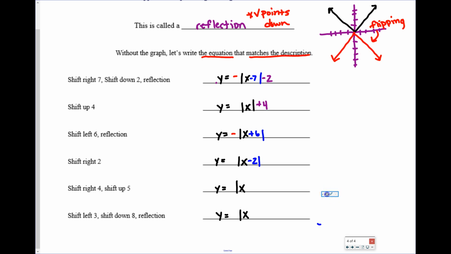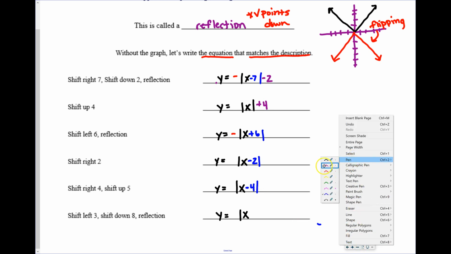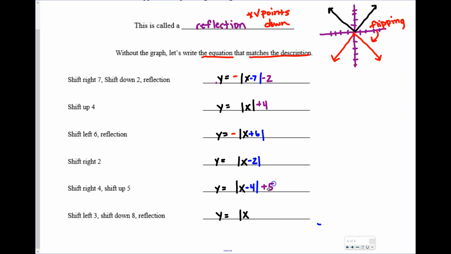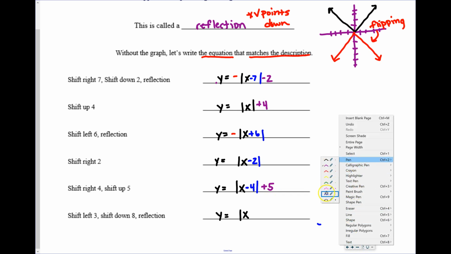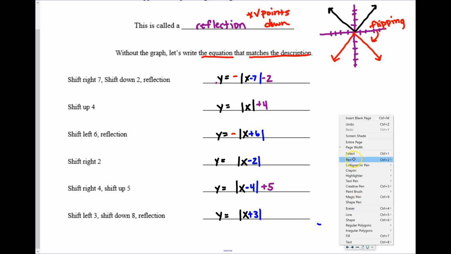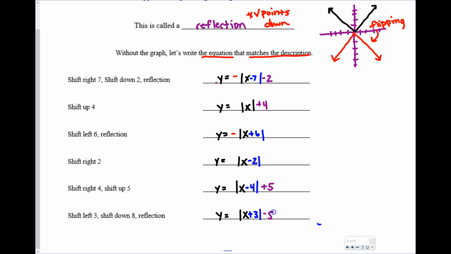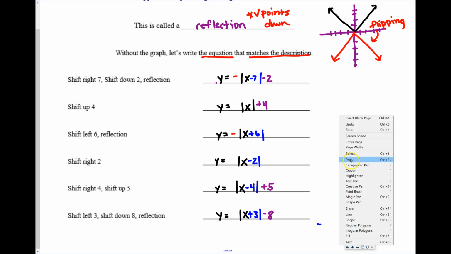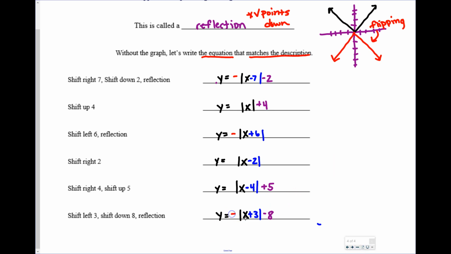The next one says shift right 4, shift up 5. Right 4 is a -4, and up 5 would be a +5. And the last one, shift left 3. Well, that's going to be a +3 on the inside. Shift down 8, that's going to be a -8 here. And then a reflection means I'm going to have to put a minus sign in front of that. Okay?